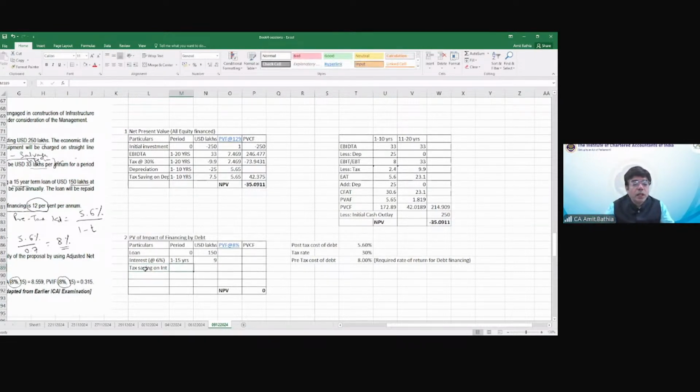That will be also there for how many years? 15 years. How much is that going to be? 9 into 0.3, which is 2.7 USD lakhs every year. And then I have to repay the loan, right? Repayment loan. Remember, I have to pay this loan in one tranche, that is at the end of 15th year, right? 150, I'm going to repay. Now, since it is a repayment, I will say it is minus, right?